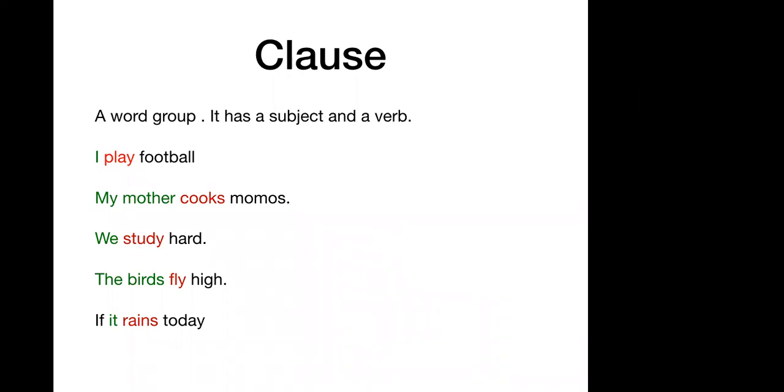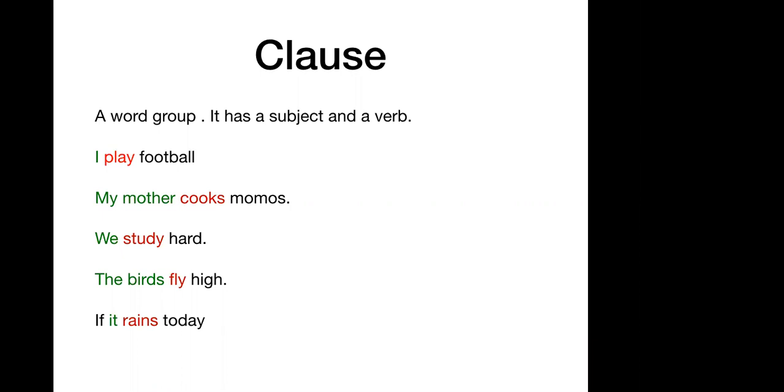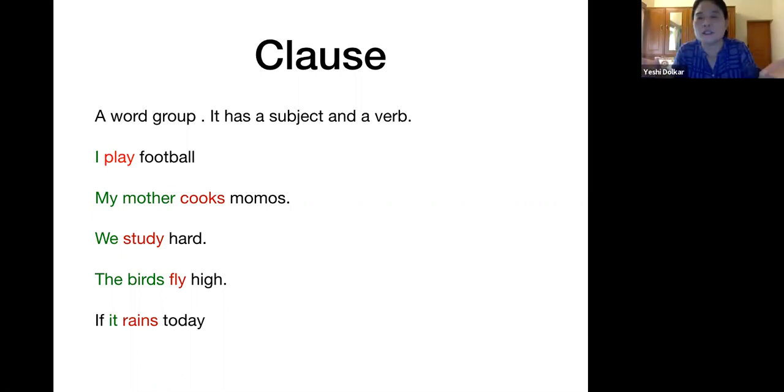The clause has a subject and verb, it must have a subject and verb, but the phrase doesn't need both. It can have both too. But all these, please remember, are not single words. They are word groups. Group. Okay. Yes. All right.